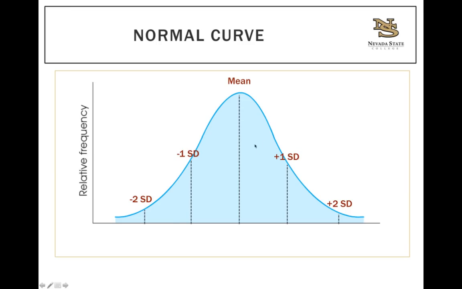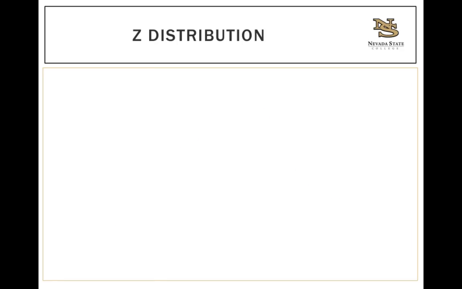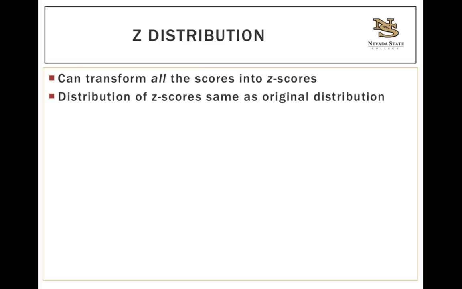So let's say we have a score here that's going to have its corresponding z-score, as well as all of the scores. So we could potentially get the z-score for every single raw score in our distribution. And that would make up the z distribution. So the z distribution is basically a distribution made up of all of the z-scores in any normal distribution. Now, if you make z-scores for all of the raw scores, the distribution of z-scores will have the same shape as the original distribution. And this makes sense, right?